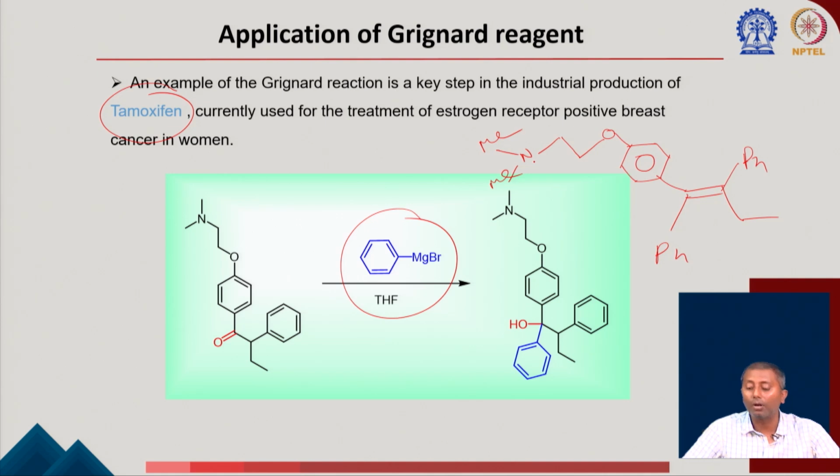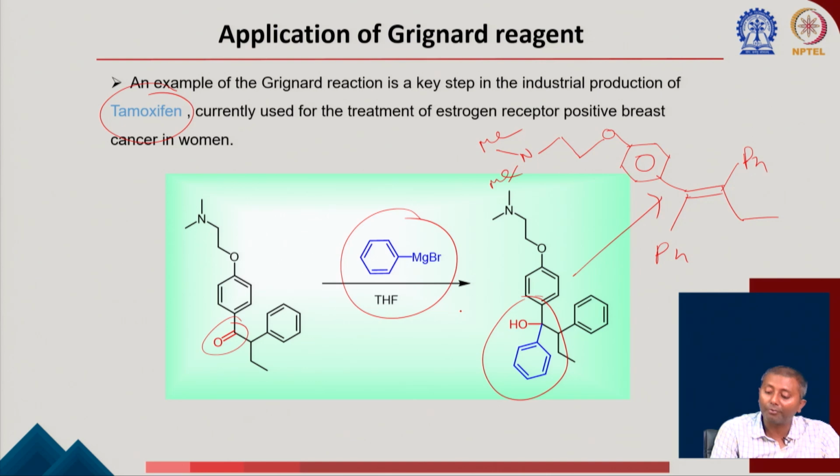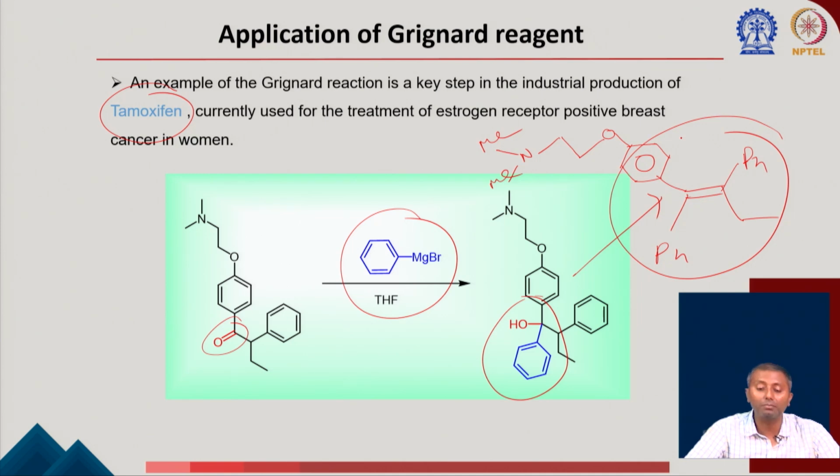Now you can see how this can be synthesized. The first thing is that the Grignard is adding to the corresponding carbonyl compound. This carbonyl compound was synthesized first. Now the Grignard group adds to the carbonyl compound to form the corresponding tertiary alcohol. From there, after dehydration, it can form the corresponding olefin. So this is the industrial scale synthesis of tamoxifen, where the Grignard reagent is also utilized.